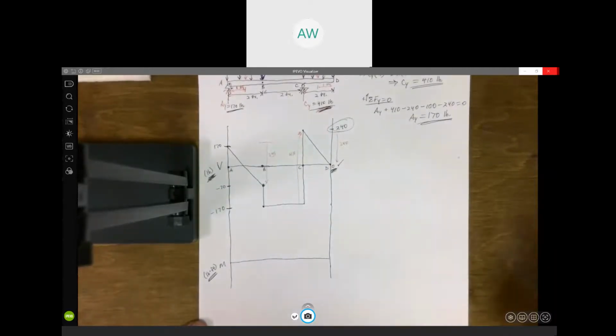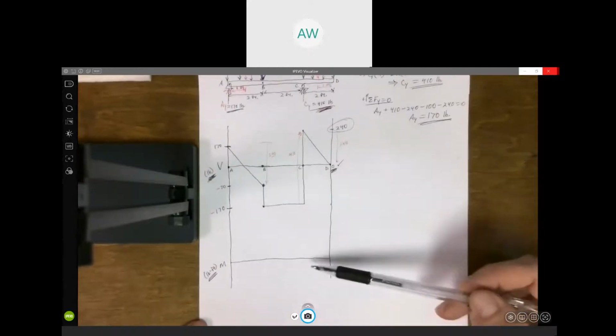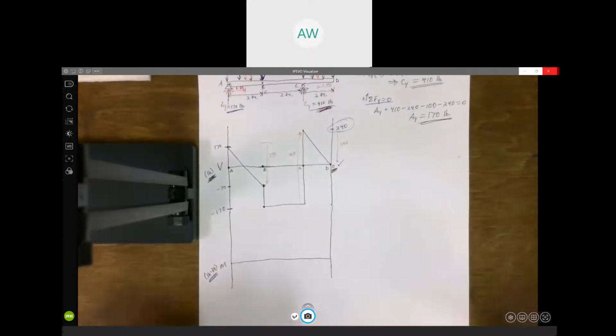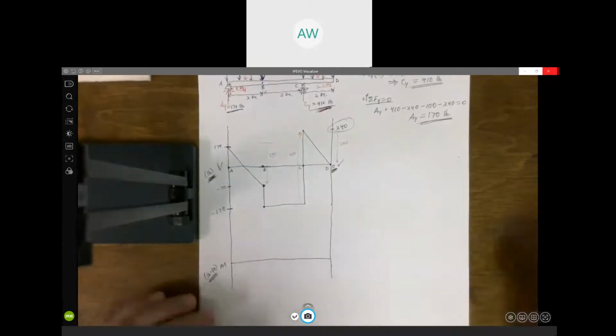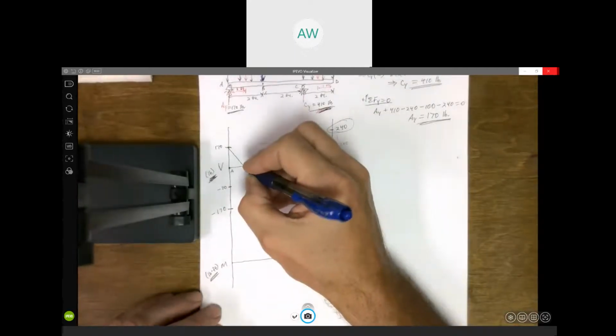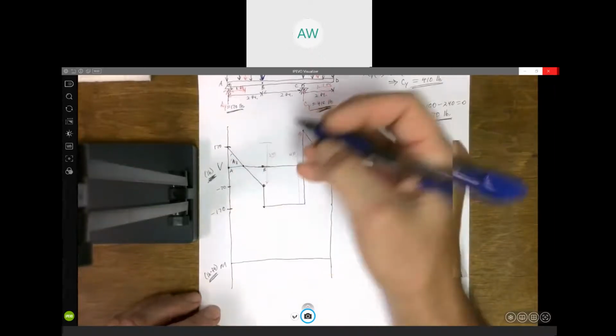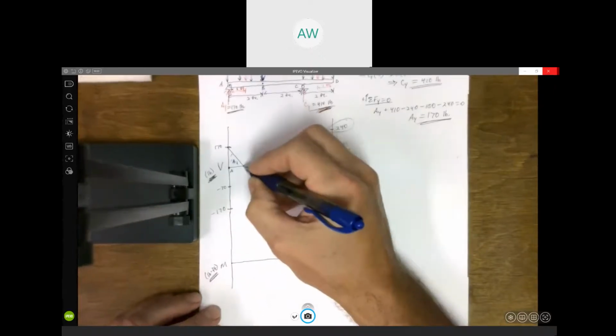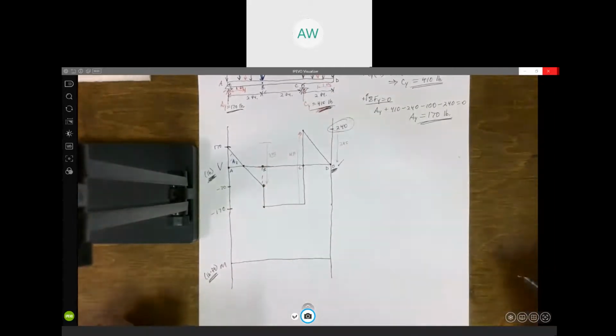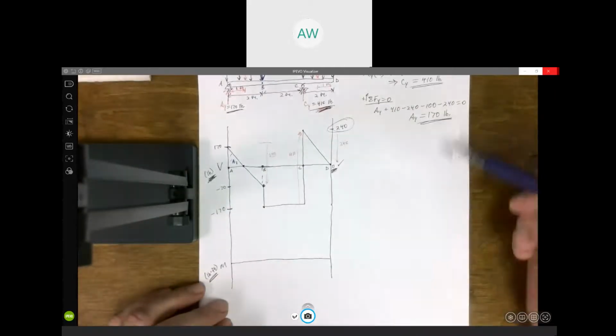Now, if you remember from yesterday, how we get the moment, how much it increases or decreases, is based on the area that's under the shear diagram. So we use the shear diagram to construct the moment diagram. So we need to calculate the area. Well, in order to do that, we need to know what this area is, and I'll call it A1. We need to know where this crosses. I need to know what that distance is.